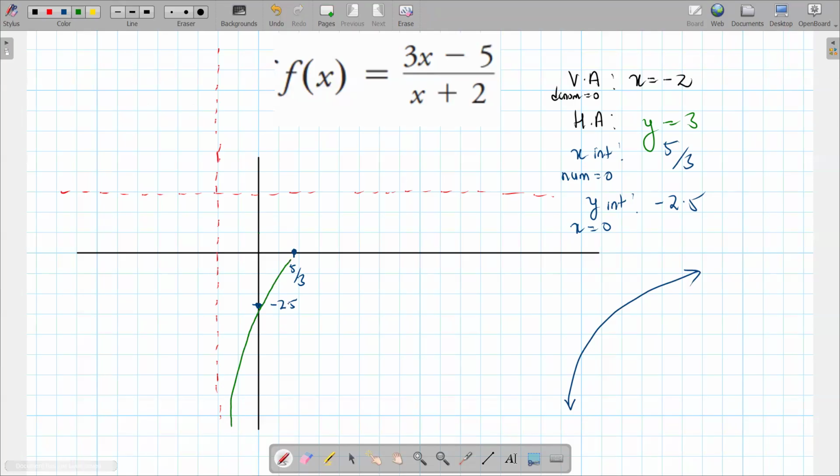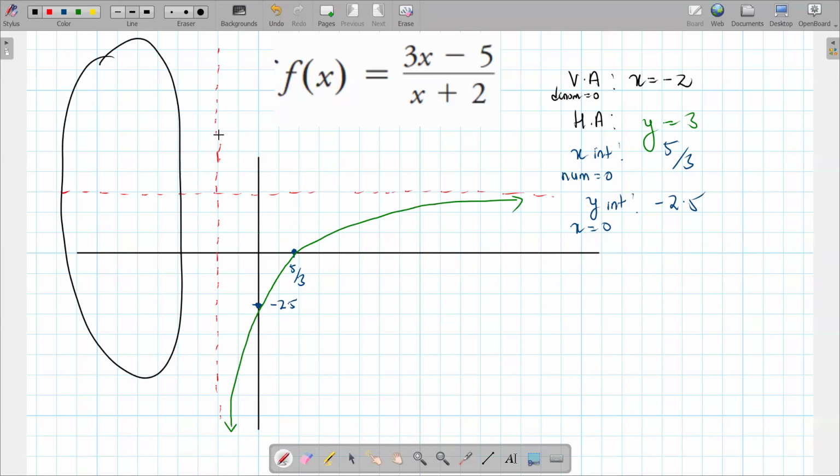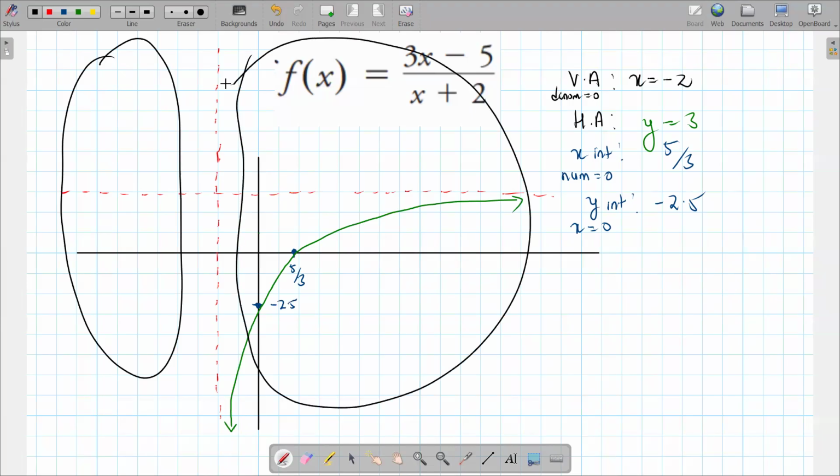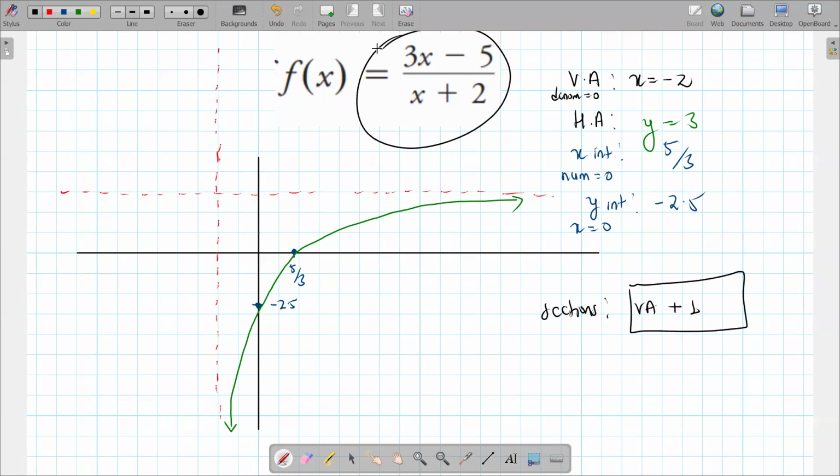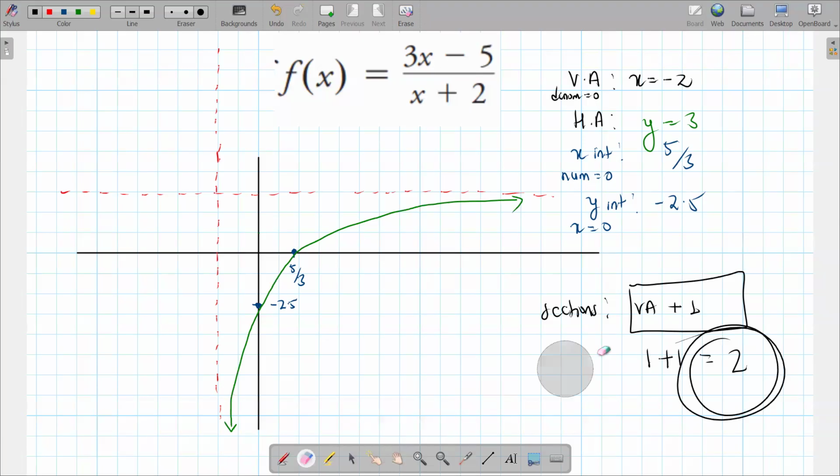Now the question is, are we done? No, we're not. I'm calling these sections, this is my own lingo here. You have one section here, you have one section here. The number of sections is always the number of vertical asymptotes plus one. So this graph will have two sections. We have one of them, and it has another section on the other side of the vertical asymptote. In this case, we have one vertical asymptote, so the total number of sections is two.